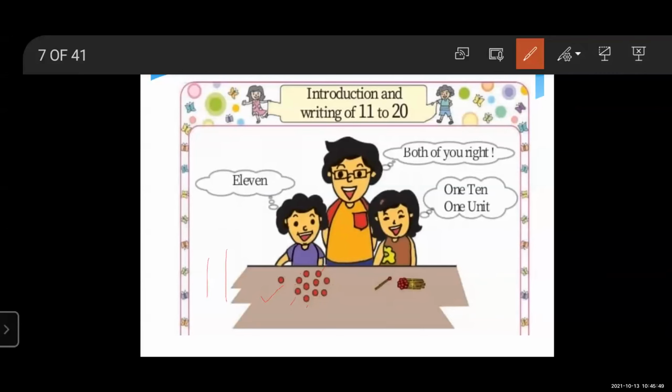And the girl said, here is one bundle. See, one bundle means what? One bundle means 10. That is 10 objects, that is called 10. And one stick is separate, which means one unit. So the girl gives the answer 10 and 1 unit, and the boy gives the answer 11. So both of you are right. The uncle said both the children's answers are right. These beads are also 11 and the matchsticks also 11.